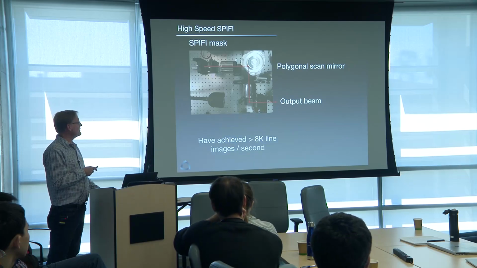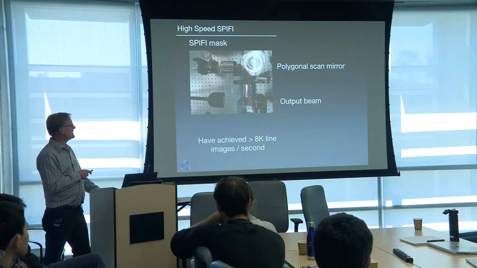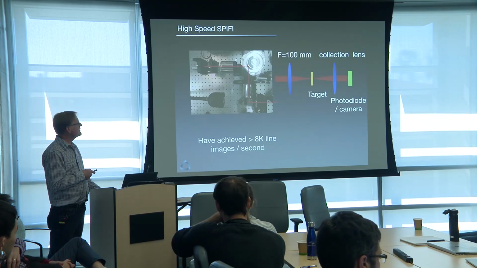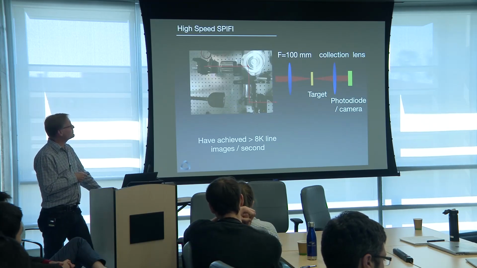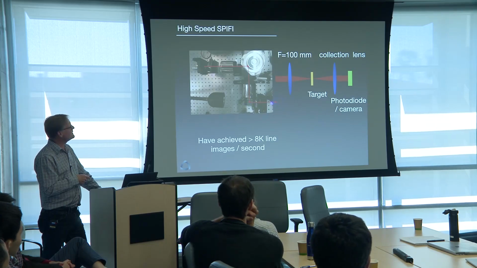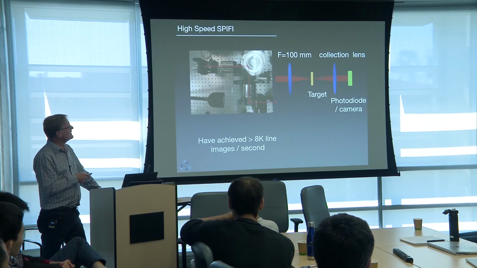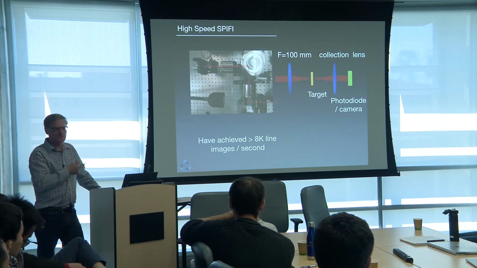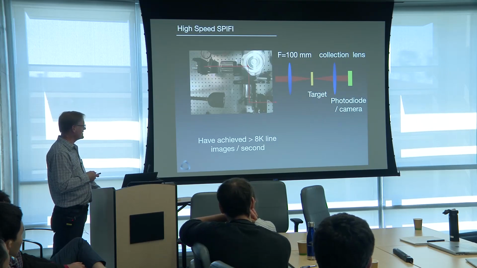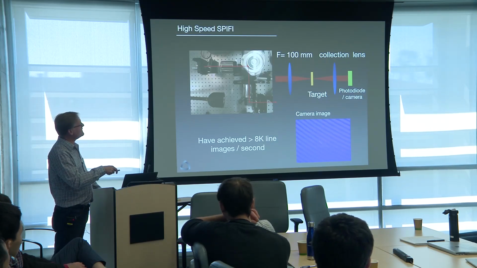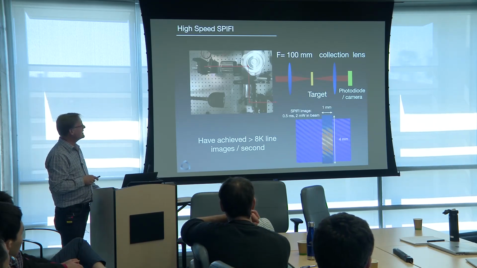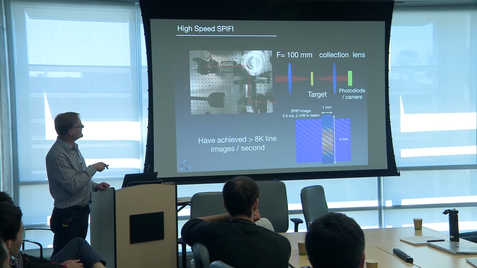Where we're at right now, we've got 8,000 line images per second with this particular polygonal mirror. Because this is literally hot off the press, I did this about two weeks ago. We did something really simple: I took this beam out, used a 100 millimeter focal length lens, and imaged something really simple in transmission. I imaged another spiffy mask that we had and put it on a photodiode. When my camera looks through this field of view, this is what the camera sees. So you can see the spiffy mask, and there's our spiffy image going at these rates.